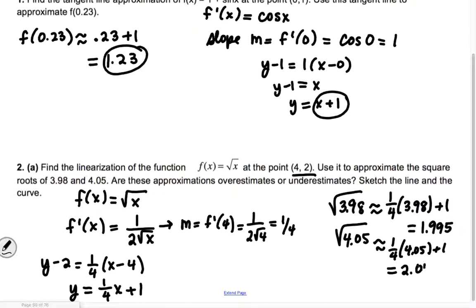So 2.0125. They're not the same distance away. If they were both like 0.02 away, then they'd be a similar distance away, but they're not. All right, so were those close to what we had? So we can find the actual values.